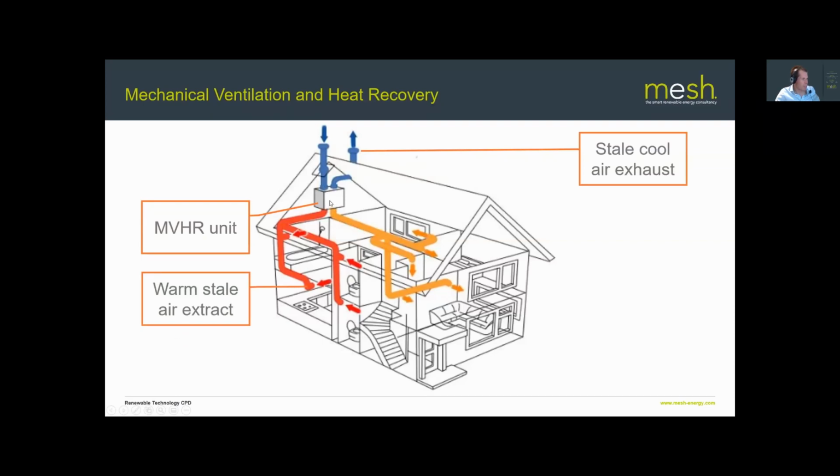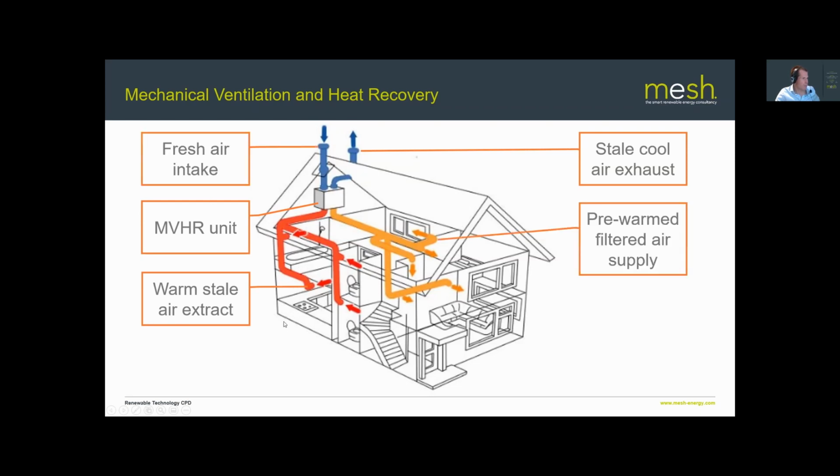As it goes through the heat exchanger, it loses heat, and that now cool stale air is ejected out into the environment. On the other side, cold, fresh air from outside is taken into the unit, is passed through a filter and passed through the other side of the heat exchanger. And that then pre-warms the air, which is then supplied to all the habitable rooms around the building. So that would be your living room, any bedrooms, and things like if you've got a snug or dining rooms and those kind of rooms, then you'll supply air into those spaces.